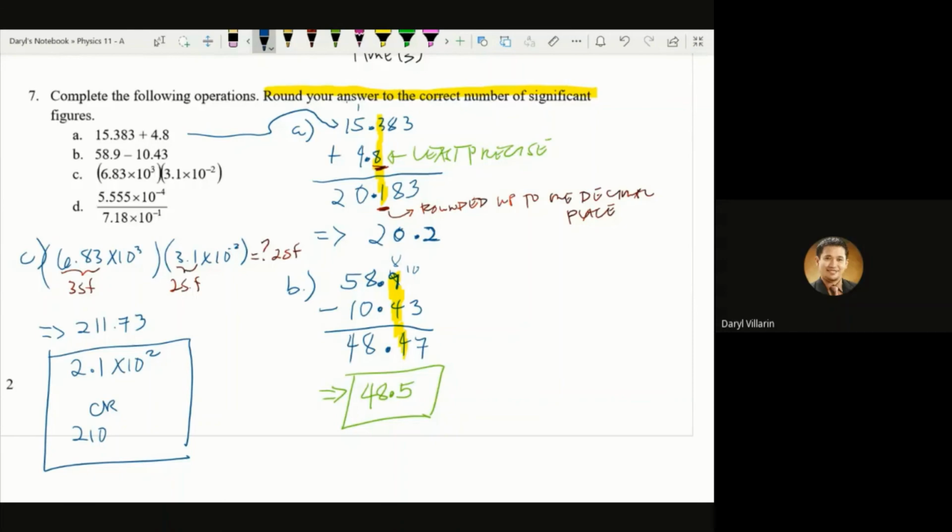And then for letter D, so you have that divided by that. So this has 3 sig figs. This has 4 sig figs. So the answer should have 3 sig figs. So doing that one in your calculator, that should give you 7.74 times 10 to the power of -4. So this has 3 sig figs.